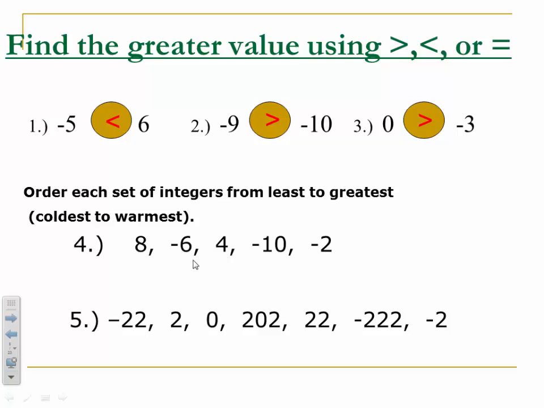Okay, let's do this first one together so you get an idea, and then we'll have you do number 5 on your own. Order each set of integers from least to greatest. So always read that, because it's not always least. Sometimes it's the other way around. Or I'm giving you a hint here, coldest to warmest. So if you look through these, I would hope it's easy to realize that -10 is the coldest and +8 is the warmest. So I should start with -10 and end with +8. So hopefully that makes sense to you. Stop at this point and do number 5, please.